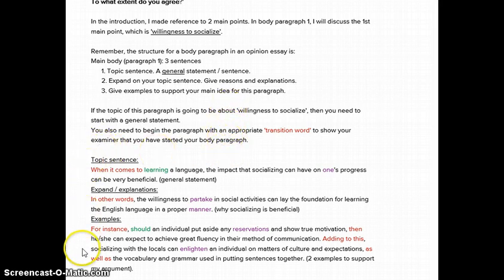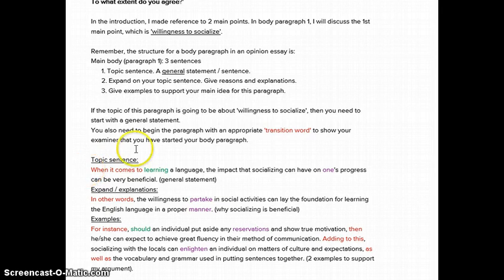So here I have written down my first body paragraph. As you can see, I've got my topic sentence, I have expanded and given explanations and reasons, and finally I've given examples. Where you see red, that is where I have used transition words. Everywhere you see green, I'm going to talk about the grammar. And wherever you see purple, that is advanced vocabulary that I have used, and I'm going to explain this.